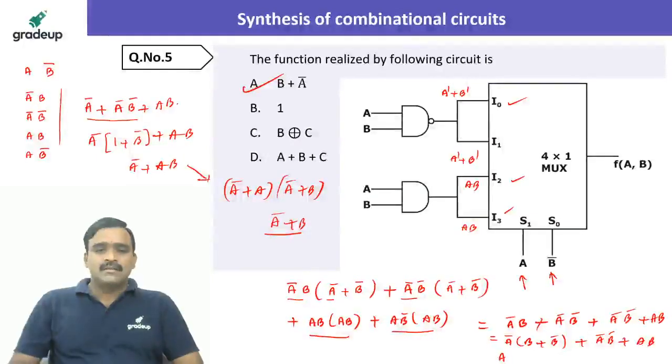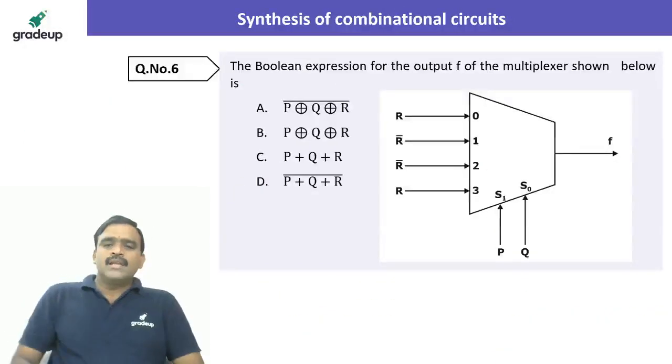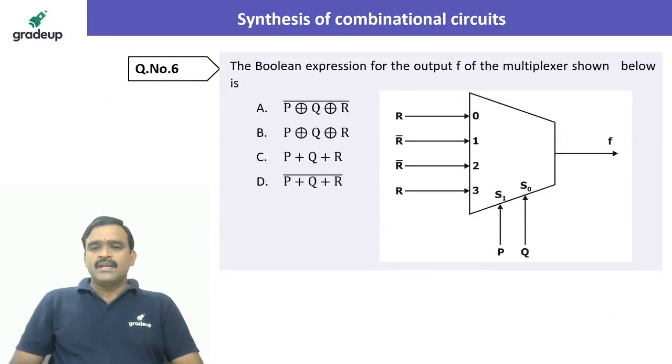I hope it is clear. Okay, now the fifth question is done. Let us move on to the next question. The Boolean expression for the output F of the multiplexer shown below. What is the Boolean expression?